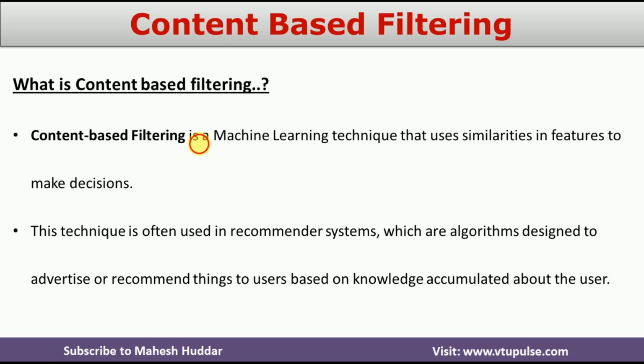That is, content-based filtering uses two things. One is the features of the product. The second thing is the user interest. Using these two things, it is going to recommend different advertisements, or you can say the products or services, to the users. So that is the main idea behind content-based filtering.